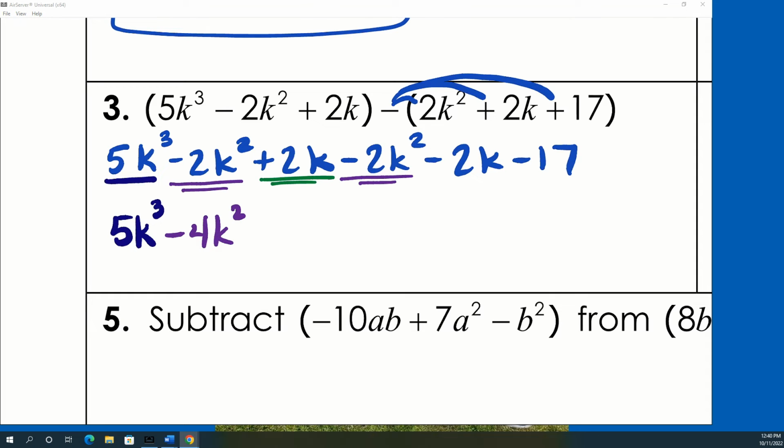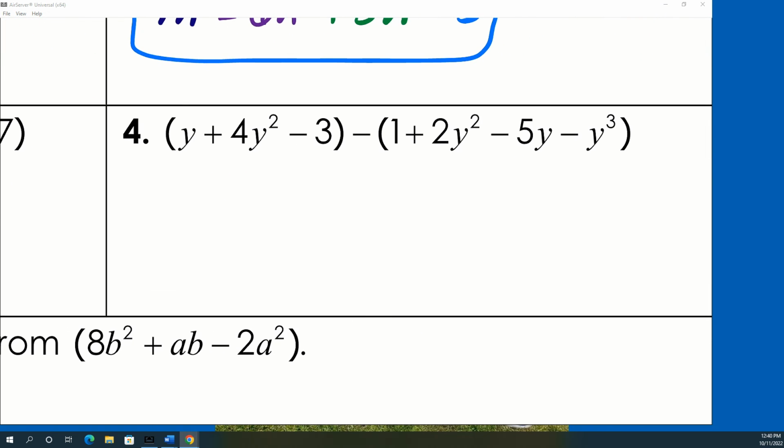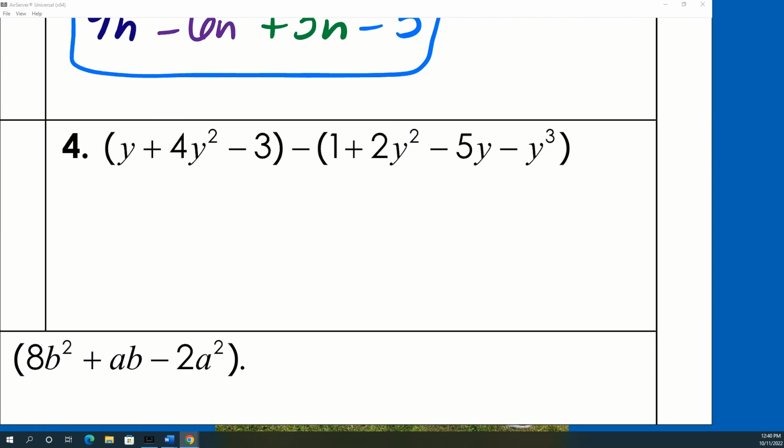Okay, then we have 2k minus 2k is going to be 0k. And then the last, we have our constant, but it's the only constant we have, so we'll just bring it over. So be careful when there's a plus too. When there's a minus between the parentheses, I recommend that you just distribute the negative. So I'm going to do the same thing on the next one.